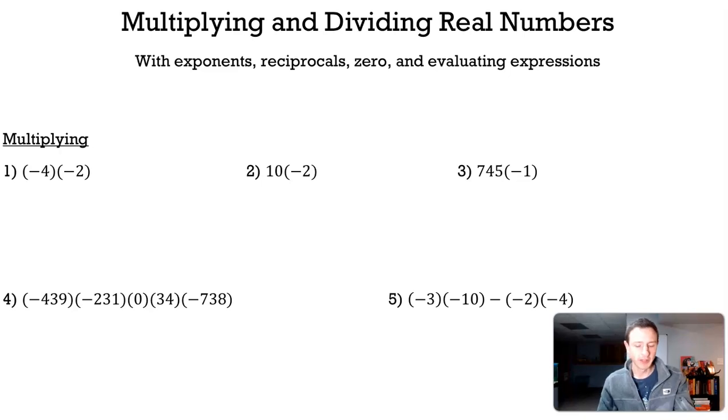We're going to look at multiplying and dividing real numbers. When multiplying and dividing real numbers, we're also going to look at exponents, the reciprocals of numbers, what happens when we're dividing by 0 or 0 divided by a number, and evaluating expressions. So really what's important here is understanding what the sign is.